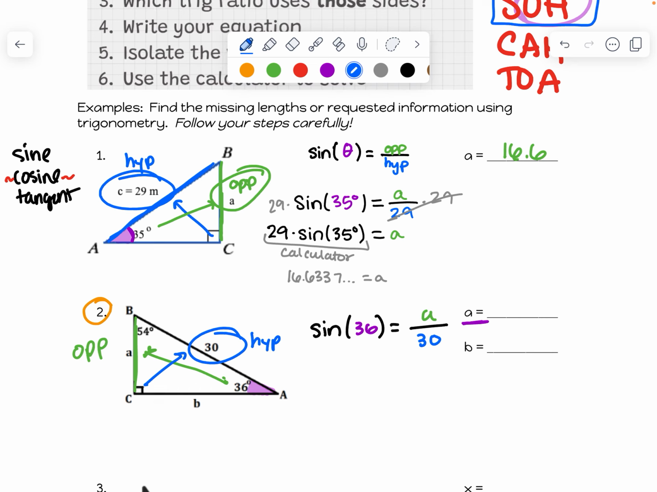You do need your scientific calculators. Obviously, if you're in class, you can borrow my yellow ones, and that's totally fine. But as we do this, we're going to multiply by 30. So 30 times the sine of 36 degrees equals A. You go to your calculator, sine of 36 times 30, or 30 times sine of 36, and we should get 17.6 as our answer.